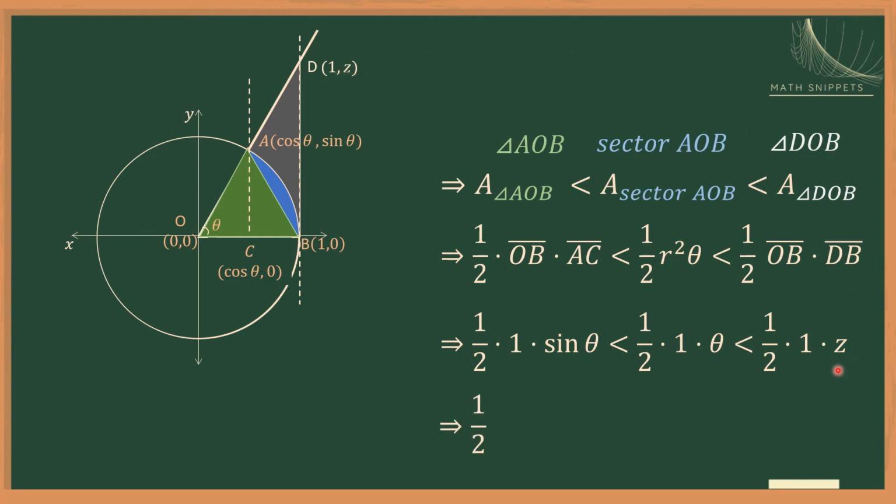So let's try to simplify. Then we have 1/2 sine theta less than or equal to 1/2 theta less than or equal to 1/2 Z. 1/2 is common, so we can factor it out. So we'll have sine theta less than theta, which is also less than Z.